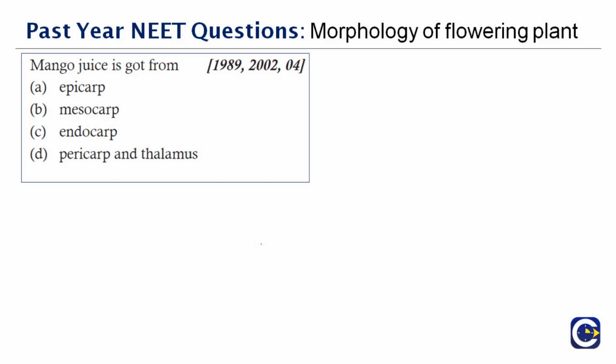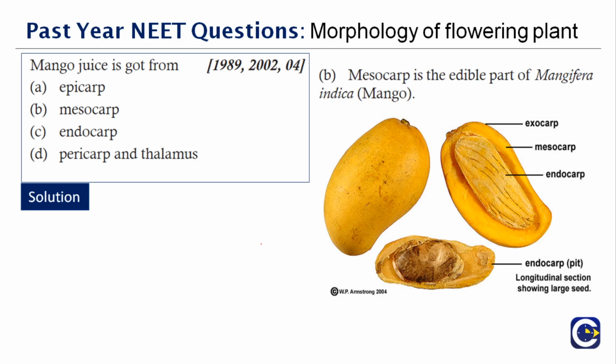Mango juice is got from dash. So what do you think will be the answer here? Mango juice. When you take a mango, it is comprised of mesocarp, epicarp, endocarp. So where do you get the juice from? The mesocarp is the edible part of Mangifera indica, which is the scientific name of mango. Here you have the picture which shows the answer.